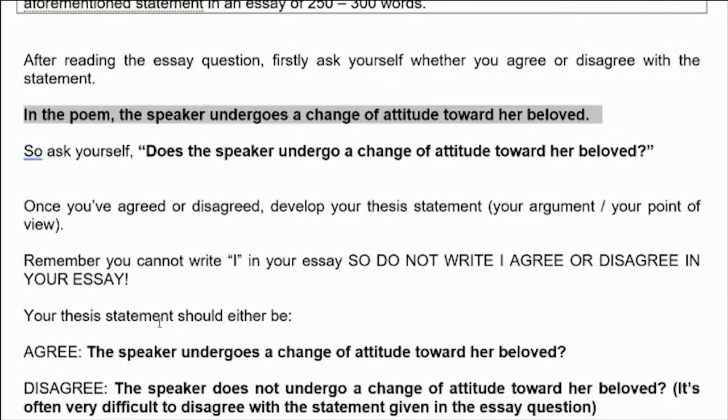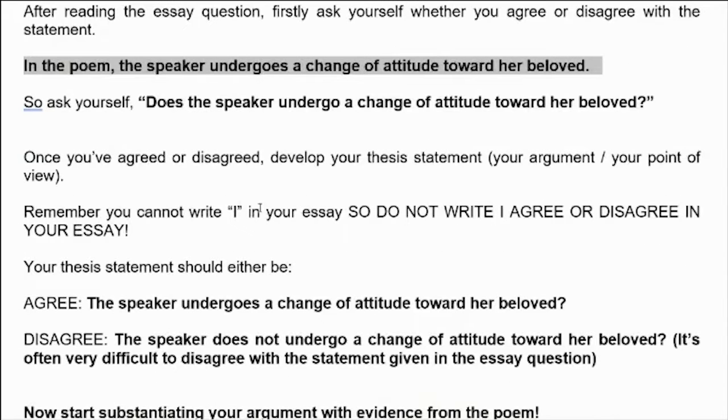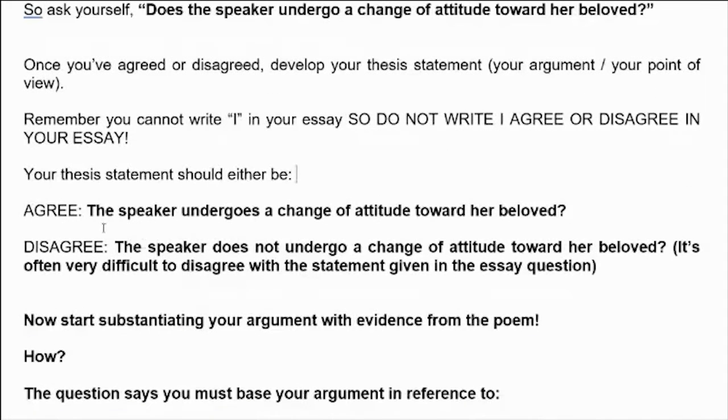Remember, you can't say "I agree" or "I disagree," and many students do this. That's wrong. Your thesis statement should either be the speaker undergoes a change of attitude toward a beloved, or the speaker does not undergo a change of attitude toward a beloved. It's always going to be very difficult to disagree with a statement, so always try to agree. If you don't agree, then do one of the other questions in the exam.